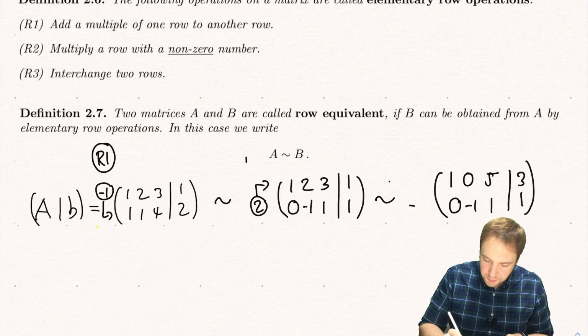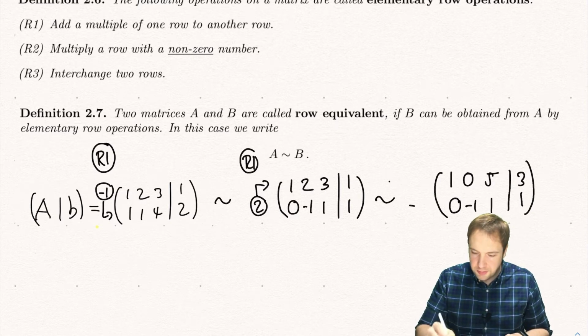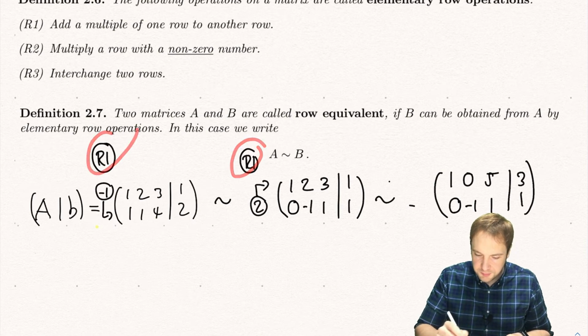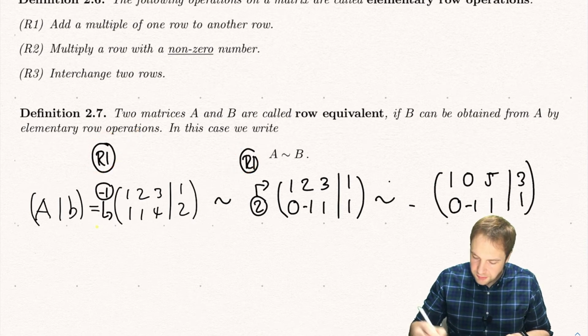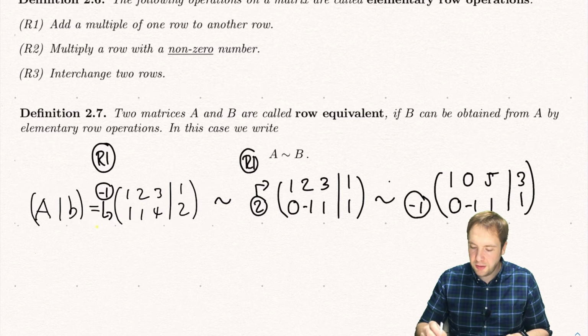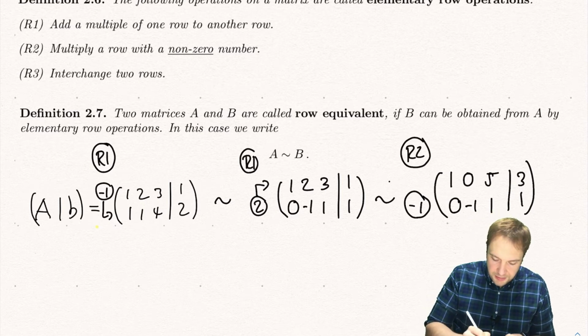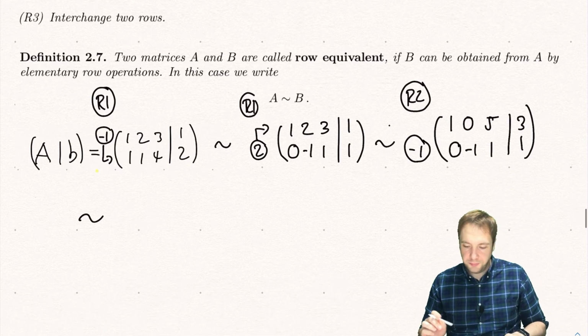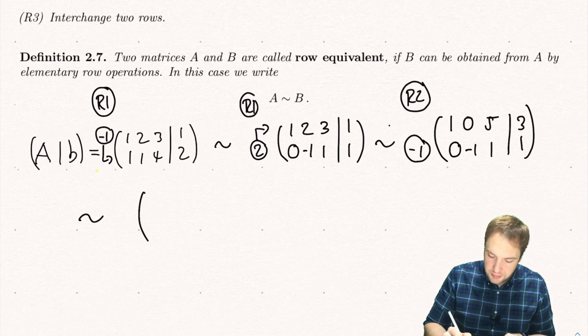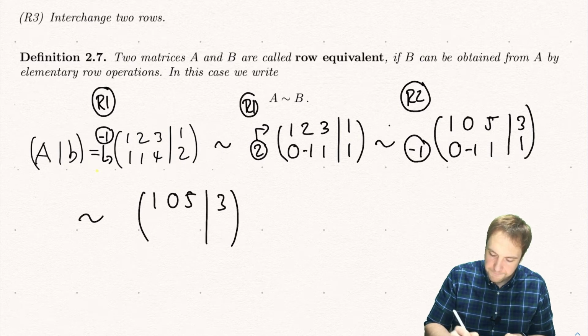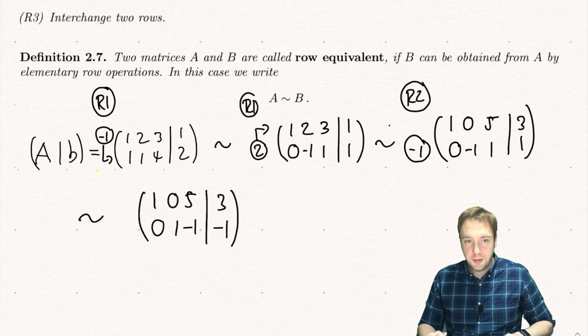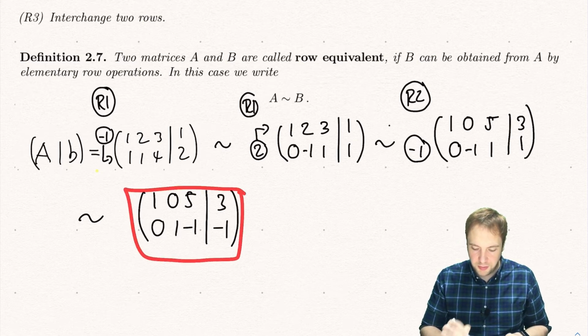And so this is also row operation R1. But this you don't need to write. It's just for now. And this here now I use row operation R2. I multiply the second row with this. And I get a new matrix which is row equivalent, given by this. And this is the final form we want.